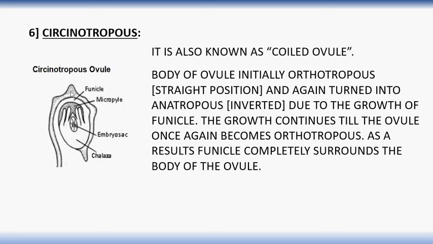So this is the ovule, but the funicle completely surrounds this ovule body because first it forms in the orthotropous condition, then it turns into anatropous and again it becomes orthotropous. As a result, the funicle completely surrounds the ovule. This condition is called as cercinotropous.